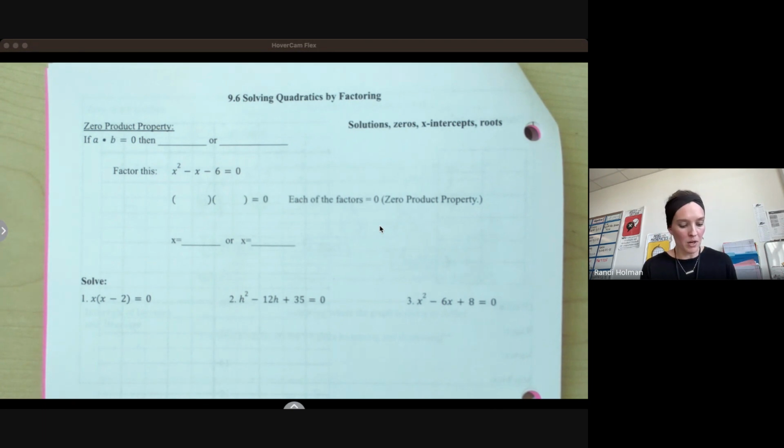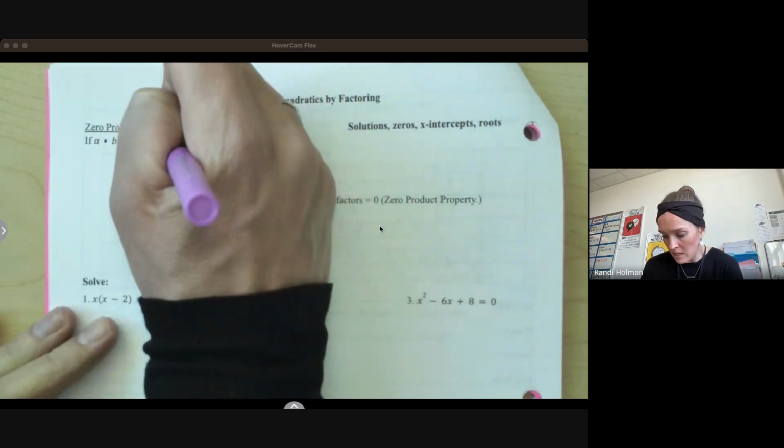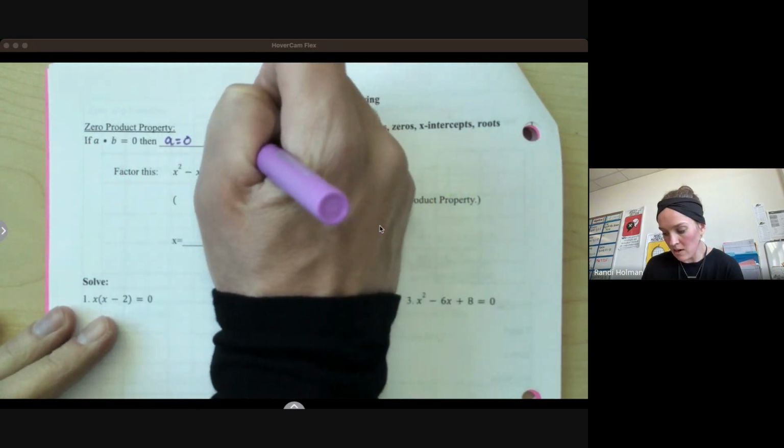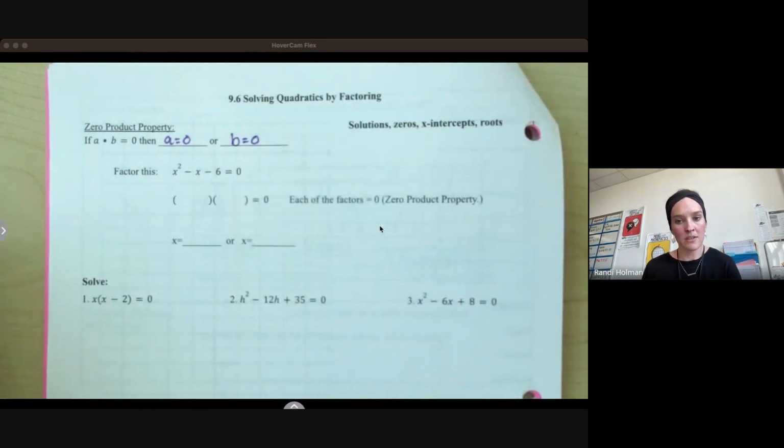The zero product property just tells us that if I have two things that are being multiplied together, then one of those things has to be zero. The only way to multiply and get zero is if one of your factors is zero.